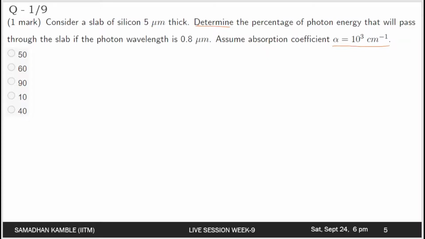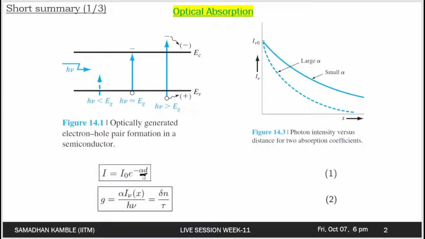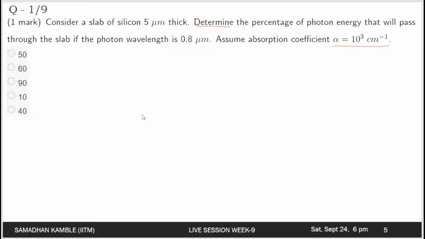If you go to our slide number 1 for optical absorption, we saw that the fraction is given by this particular relation in which it exponentially decays. So we can use it readily here. The fraction is an exponential function of the absorption coefficient and the thickness. This is what we have to determine. So I over I naught. Let us just substitute it. Exponential of alpha, which is 10 to the power 3.